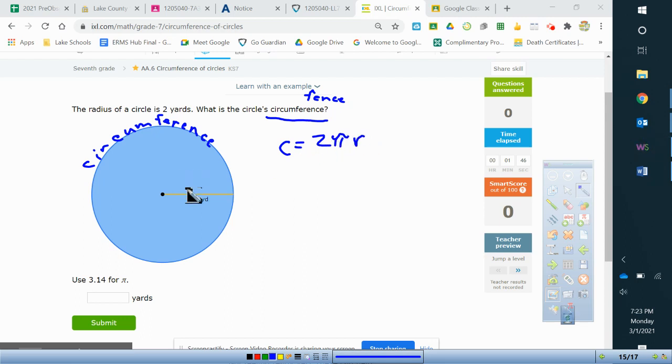times r. Now notice we're using radius. We're not using diameter. If they give me the diameter, I'm going to divide it by 2 to find my radius. Okay. Now on this one, they give me radius. So I literally am just going to plug in the radius into my formula.